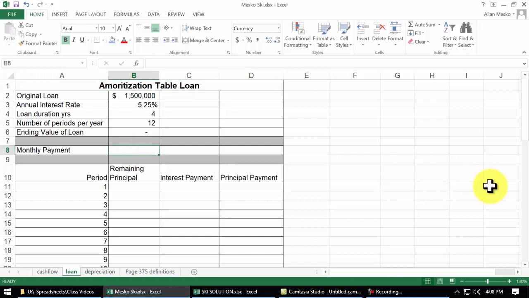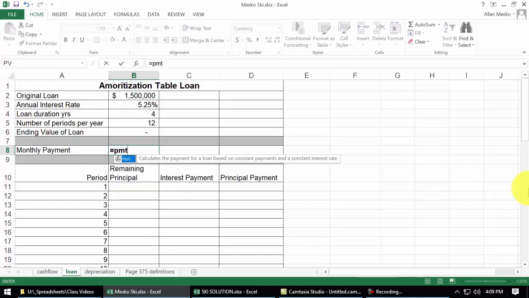Well, that is going to be our payment function, isn't it? Equals PMT. The first thing we want is the rate per period. So that is our annual interest rate divided by the number of periods per year. The next thing we want is the total number of periods. That's the number of periods per year times how many years we are borrowing.